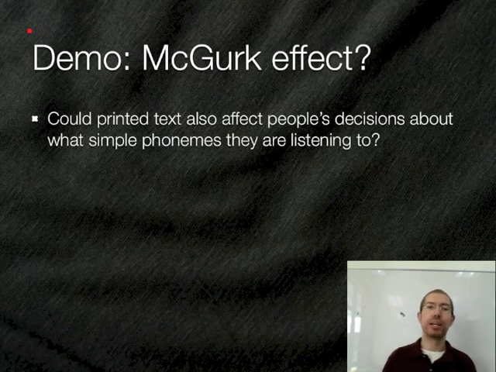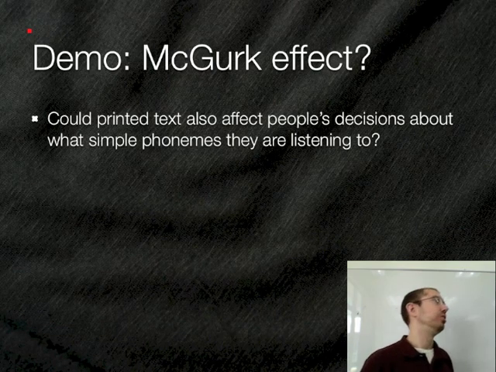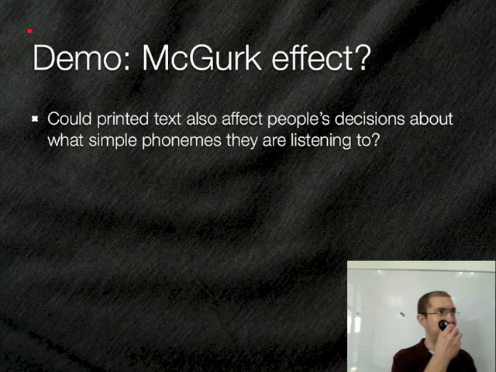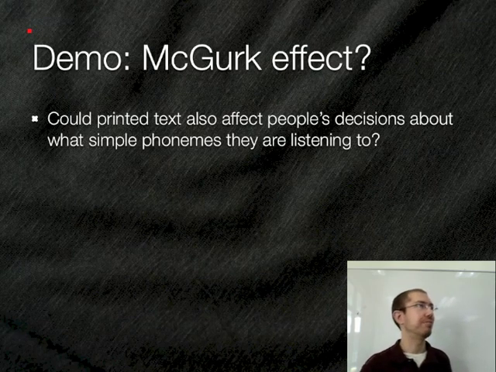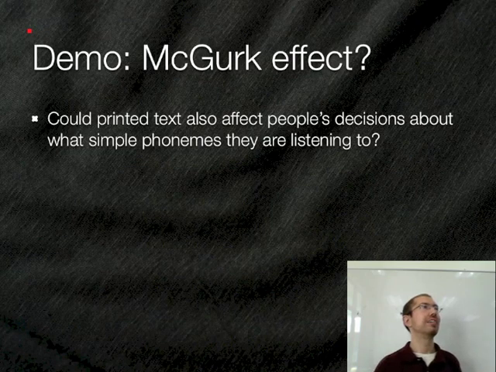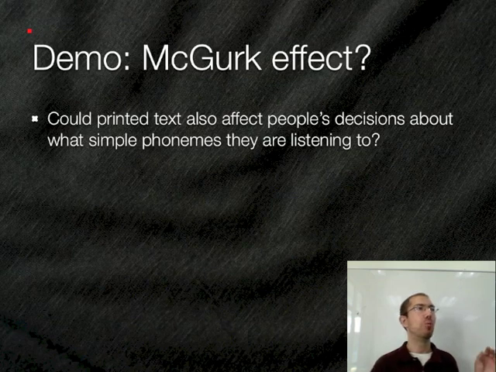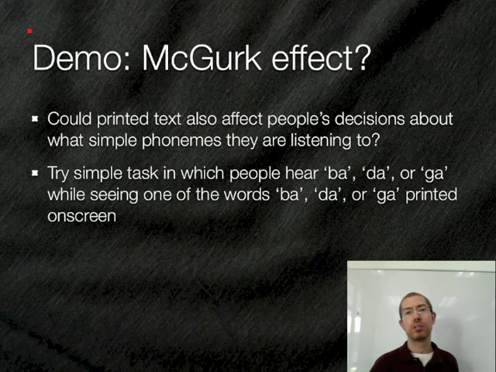Okay, so anyway, this is sort of a dumb little experiment. This is mainly just to illustrate, but you know, it could be interesting maybe if we did it just right. So a question I was asking is, could a visual context like printed text also affect people's decisions about what simple sounds they're listening to? So, you know, maybe you hear ba, da, or ga while you see one of the words ba, da, or ga printed on screen.